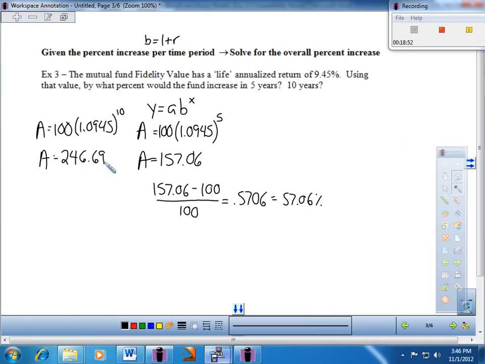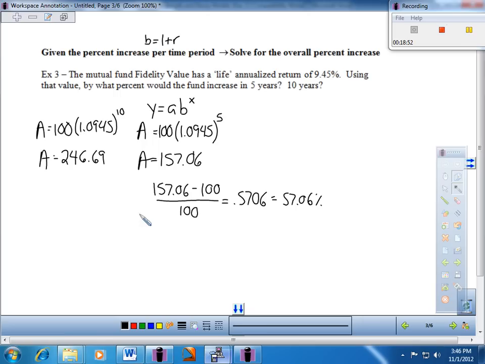246.69. But I didn't ask for how much would be in the account if I started with 100. I asked for what is the percentage increase. And again, starting with that $100 just allows us to do this calculation quite a bit easier. So you can do exactly what I did over here if you would like. It is the exact same thing. That is how we calculate a percent increase.